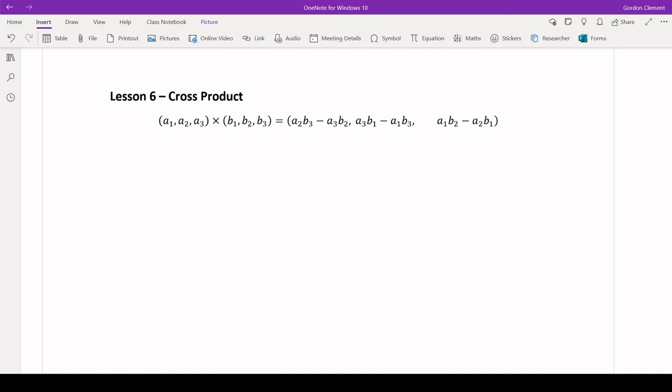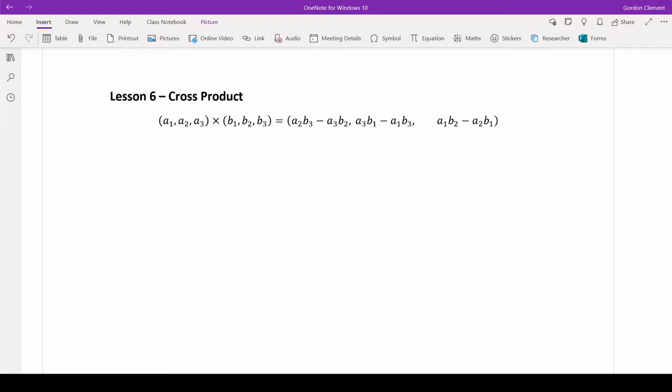Alrighty, so cross product. Our second thing with product in its name, different from dot product. And again, it does not mean multiplication. It's got product in the name, but it's not a multiplication thing. So again, I'm going to start with the formula and then we'll see what this formula does.